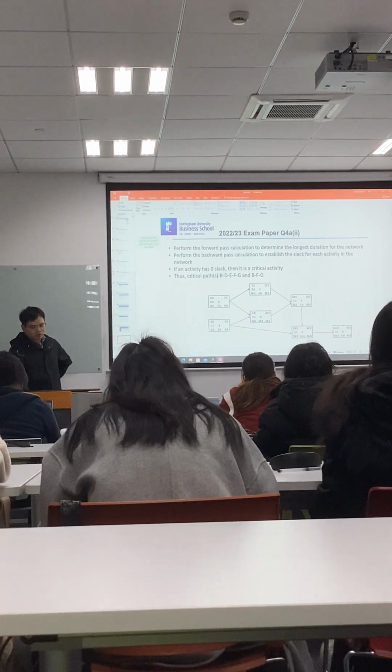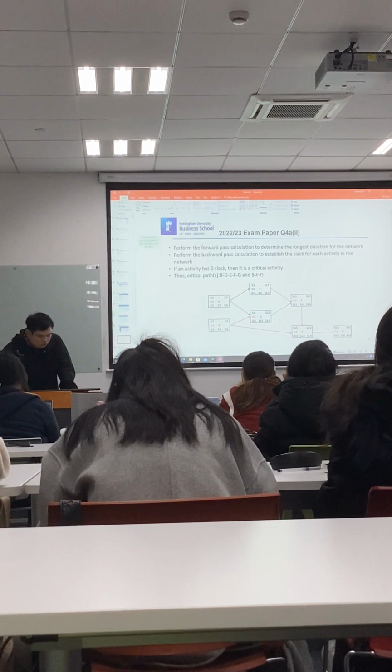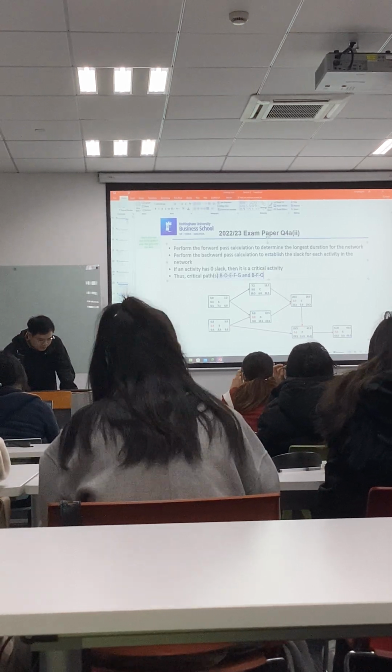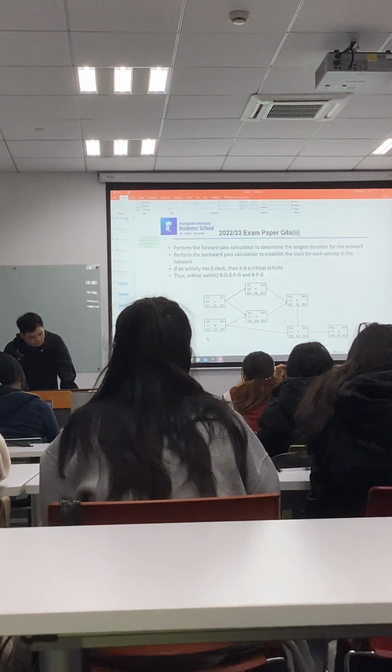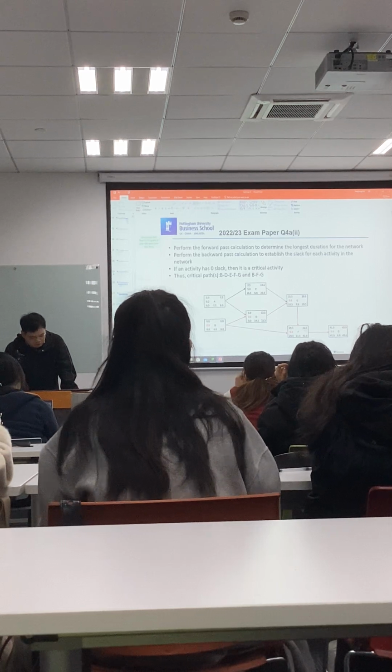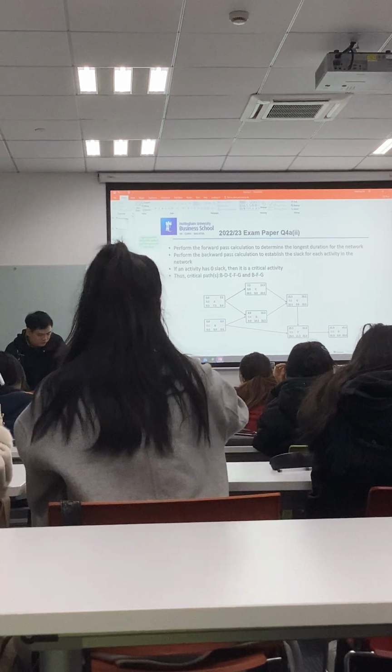So if an activity has zero slack, then it is a critical activity. And the critical path of this question, there are 2 critical paths. The diagram is like this: B, D, E, F, G, and B, F, G. Both of them are critical paths.